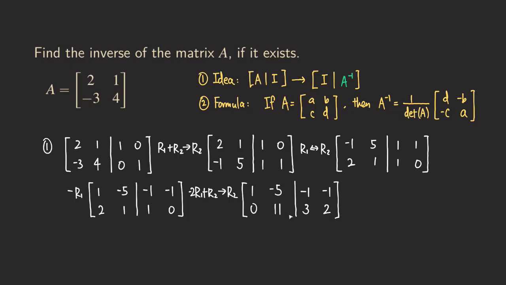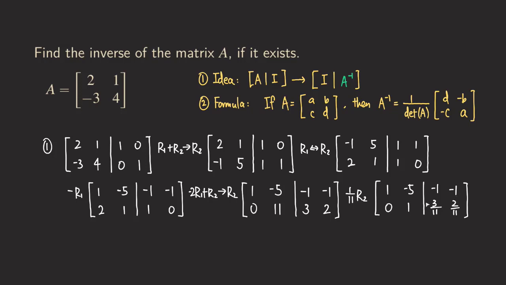And then all we need to do right now is turn this 11 into a 1 so that we are almost getting to the identity matrix, right? So we have 1 over 11 times row 2. So we have 0, 1, and then now we do have to deal with fractions: 3 over 11 and then 2 over 11. And you may ask, what about the first row? Just copy.